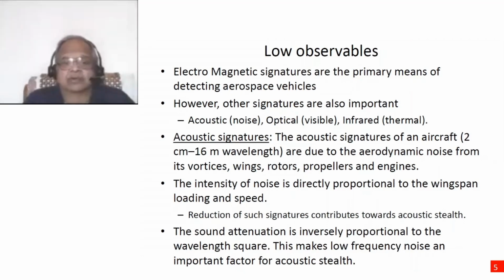For example, acoustic, the noise. When a fighter plane comes overhead, you hear the ear-splitting noise. Of course, when it is overhead, it's easy to detect, even visually, that is optical. And when it is at a distance, it may take you a little longer to detect it if it's not that noisy. Another signature is the infrared or the thermal signature.